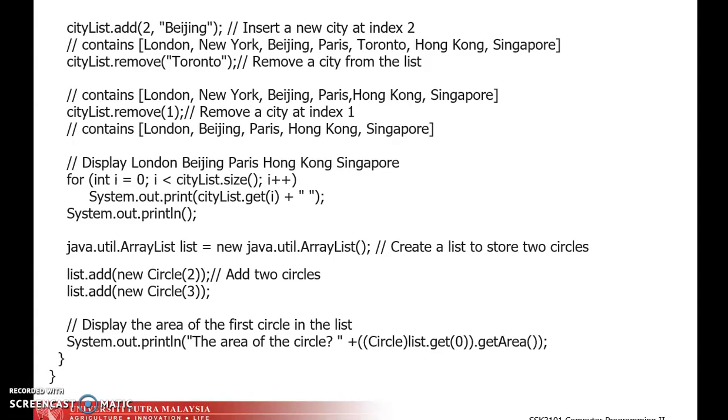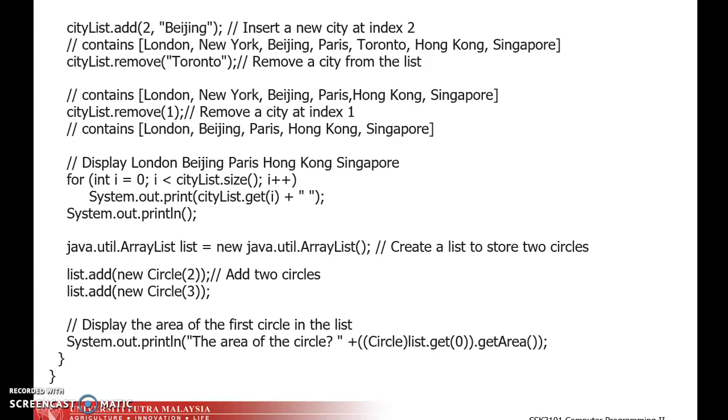And the final section of the program describe another new array list that is declared as a list. After the list has been constructed, the program invokes two add operations to store two objects of a circle with a different radius value, right? 2 and 3 in the index of position 0 and 1 respectively.